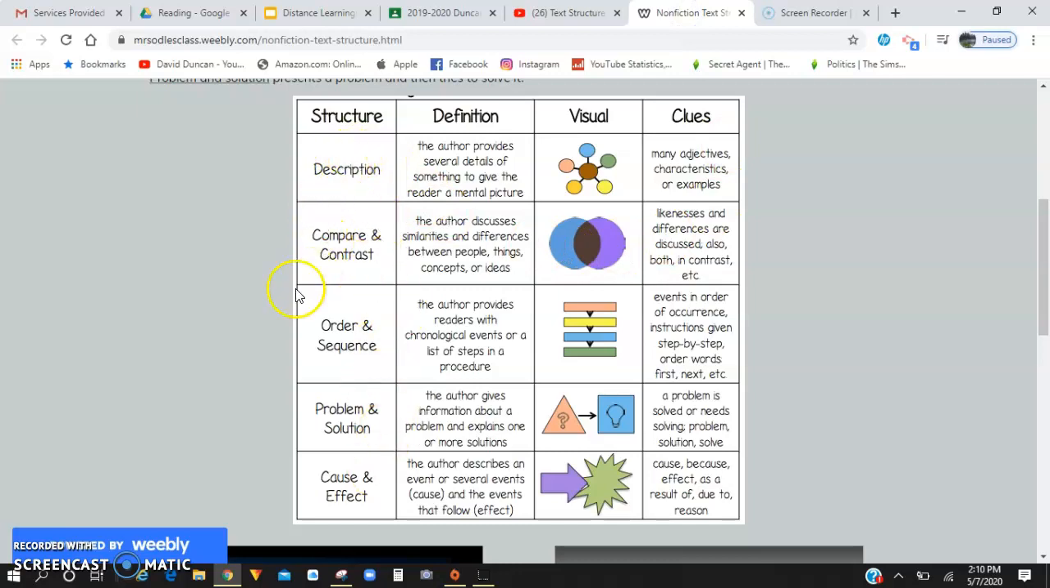An author will typically follow one of the 5 text structures, and the 5 text structures are description, compare and contrast, order and sequence, problem and solution, and cause and effect. Now I know we've already gone over these structures. We've talked about the definitions of each one, the visuals that go with it, and the different clues that go with the different text structures.